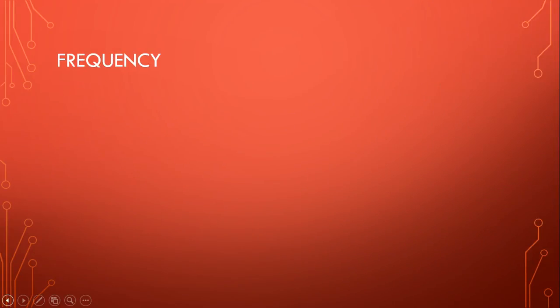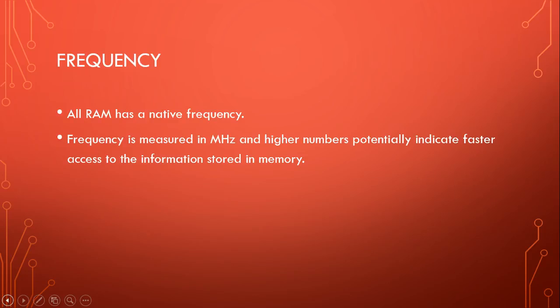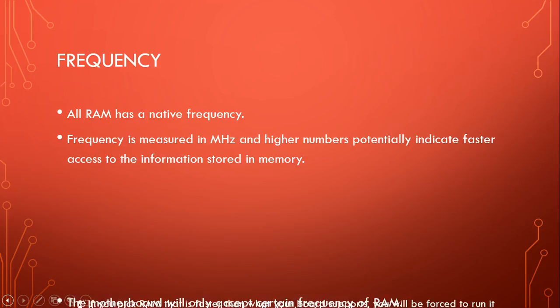All right, now let's talk about those terms that you have been bouncing around, frequency, a little bit here. So let's actually talk about what frequency is. Now, all RAM has a frequency. Frequency is measured in megahertz, and higher numbers potentially indicate faster access to the information stored in memory.